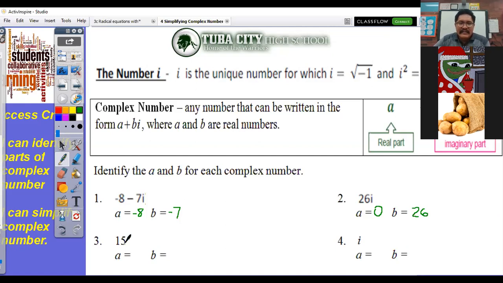So let's go ahead and do this next one here, 15. Again, that's the real part, the a value. And our b value, the imaginary part, is going to be 0 in this case because there's nothing there. So it would just be 0.